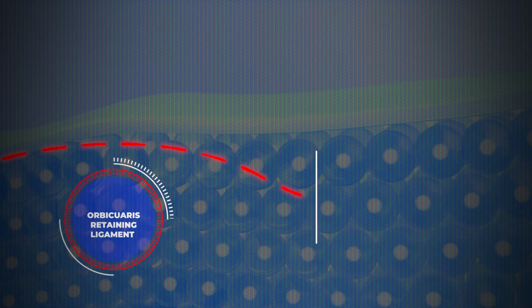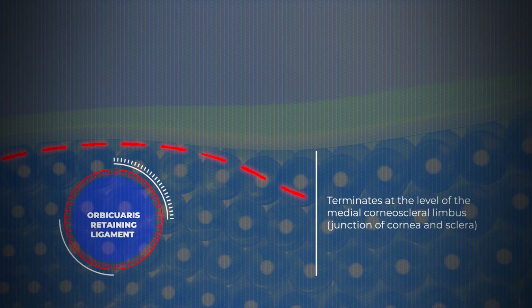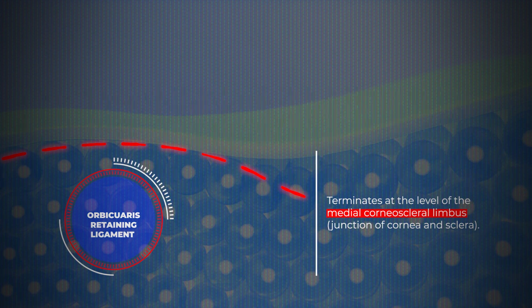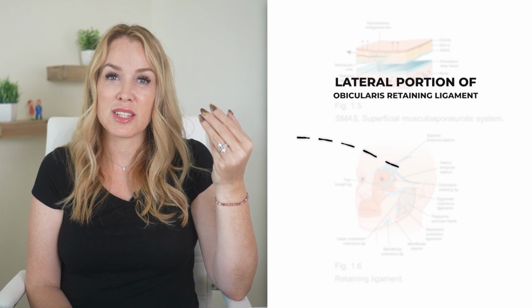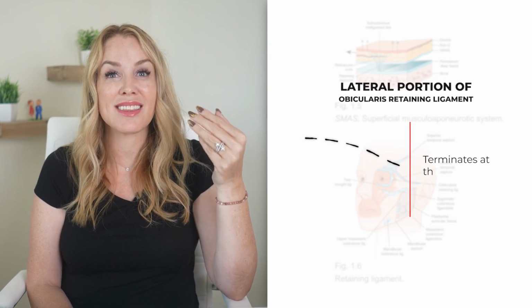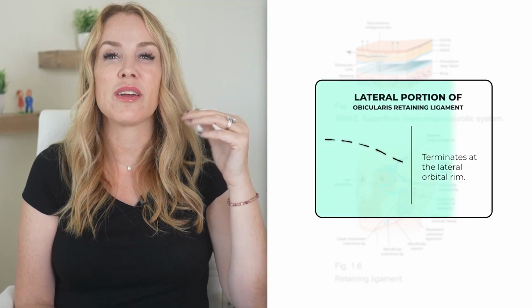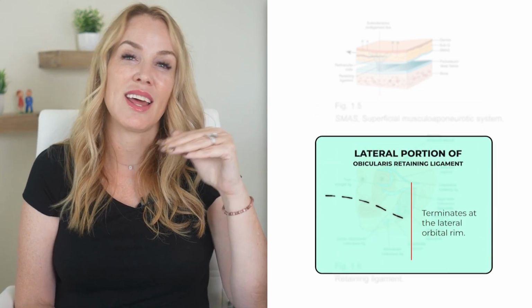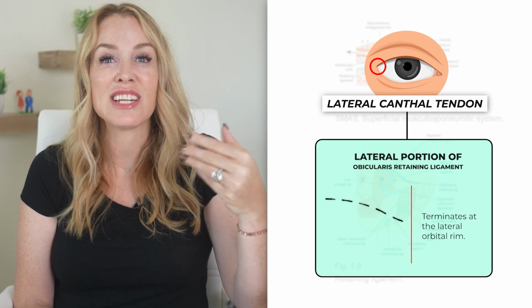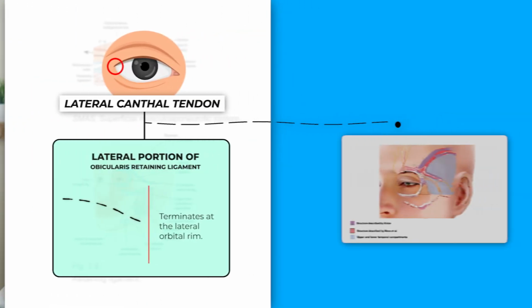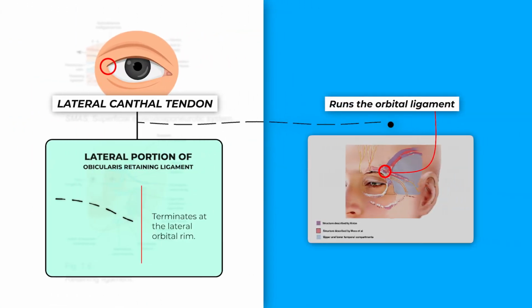It is continuous with the orbicularis retaining ligament and terminates at the level of the medial corneoscleral limbus, which is the junction of the cornea and the sclera. The lateral portion of the orbicularis retaining ligament terminates at the lateral orbital rim, where it thickens and directly connects to the lateral canthal tendon through the orbicularis deep fascia and tarsal plates. Superior medial to it runs the orbital ligament, which is closer to that temporal area.